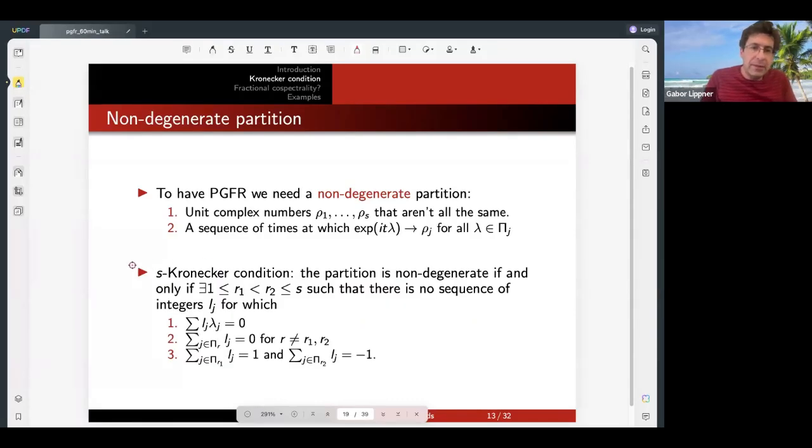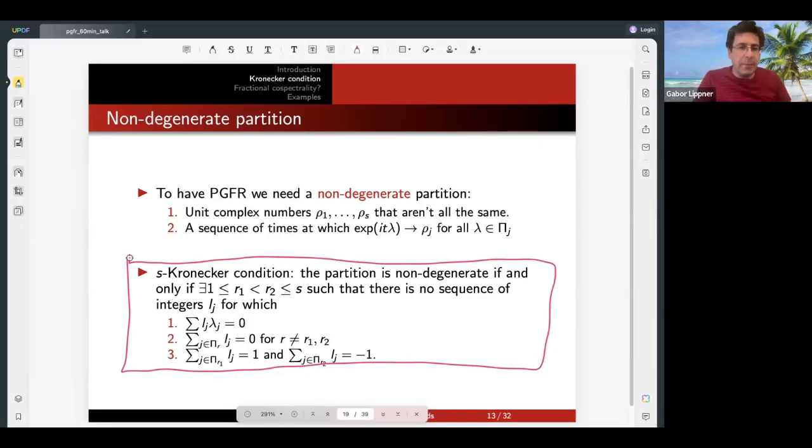And so this now becomes, again, a number theoretic issue. And this is where the Kronecker condition comes in. And so what we did in this paper is we found the correct generalization of the usual Kronecker condition to the case of more than 2 parts. So we are basically able to, if and only if, characterize when a partition is non-degenerate. And so it's this Kronecker condition.